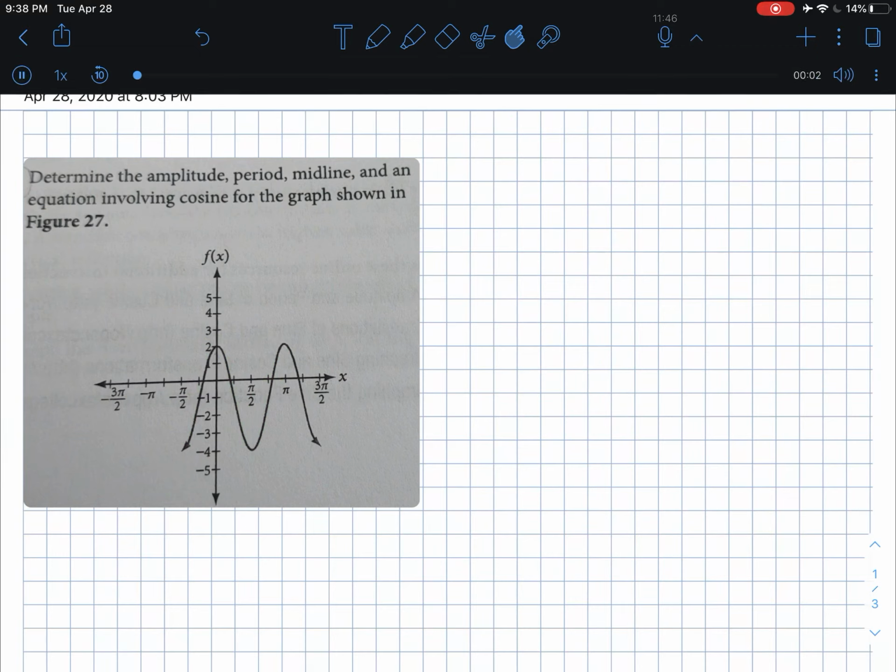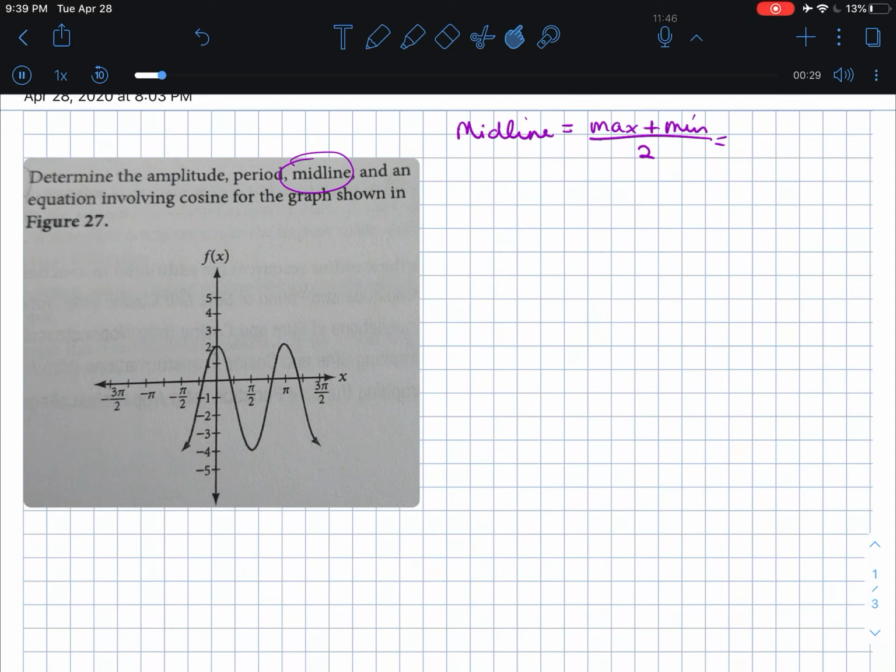Today we're going to determine the amplitude, period, midline, and an equation given the graph of a cosine function. So the first step there is to find our midline. To find the midline, we have to add the maximum plus the minimum divided by 2.